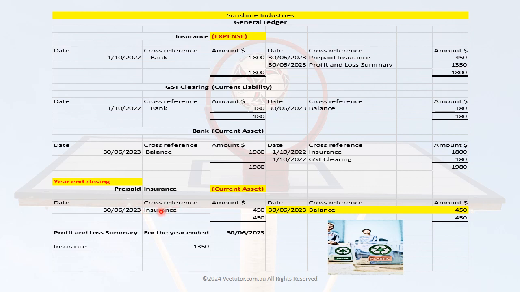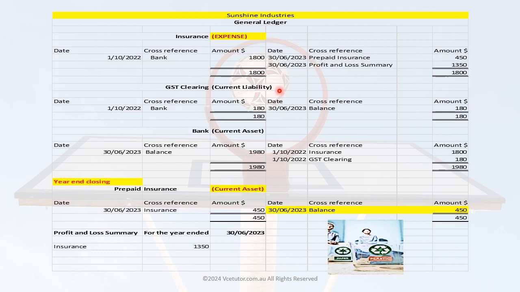Now this part is what happens on 1/10/2022. That's on the day when the transaction takes place. That's why you can see the date 1/10/2022, 1/10/2022. Now we have to see what happens on the balance date. On the balance date, year-end closing, we recognize there is a prepaid insurance current asset. We bring in the asset insurance on 30th June 2023, 450 on the debit.